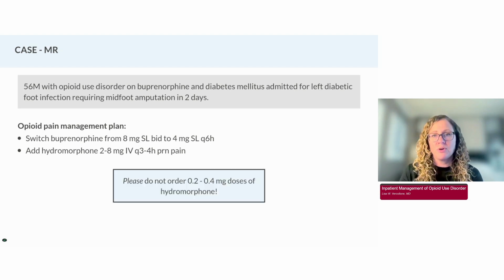So please don't order 0.1 or 0.2 to 0.4 milligram doses of hydromorphone. This is something I see commonly done. That is not going to do anything for our patient. You have to at least have 1 milligram, and really for adequate pain control, a patient's most likely going to need 2 milligrams IV.